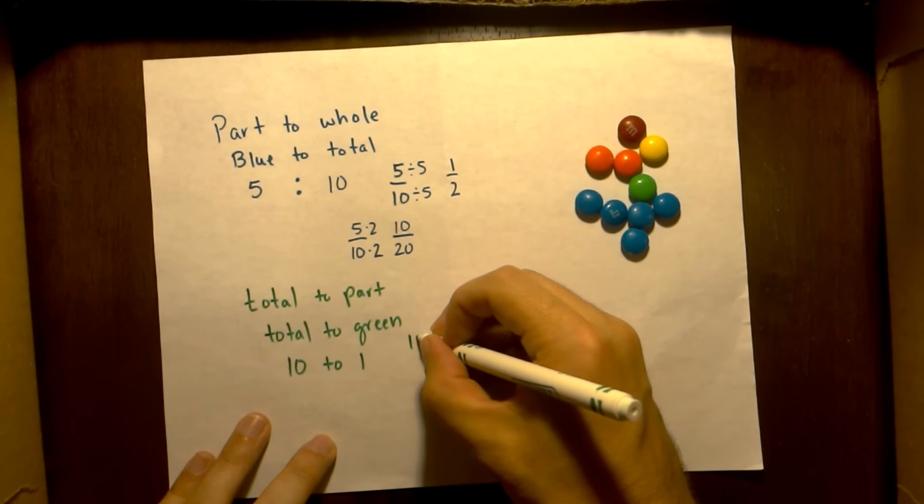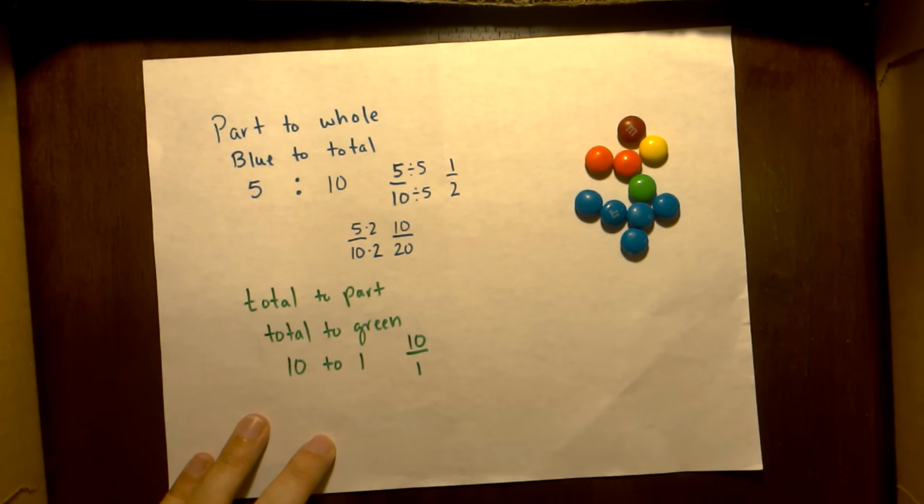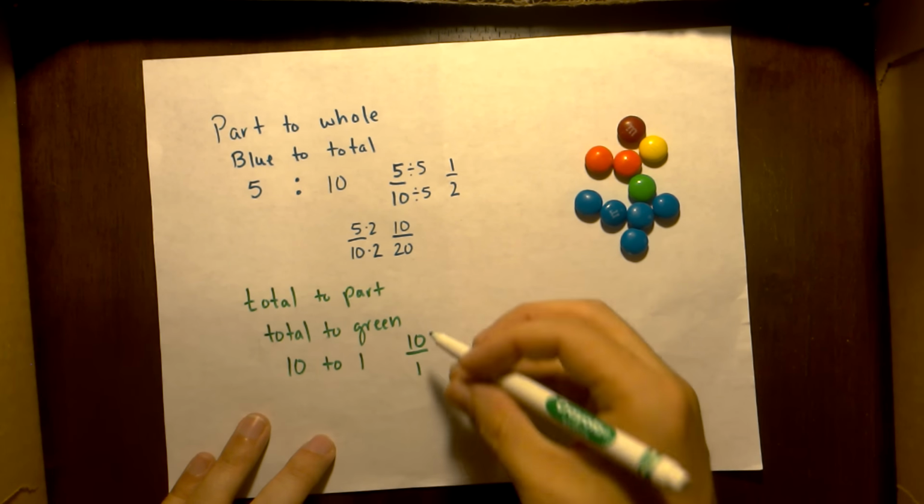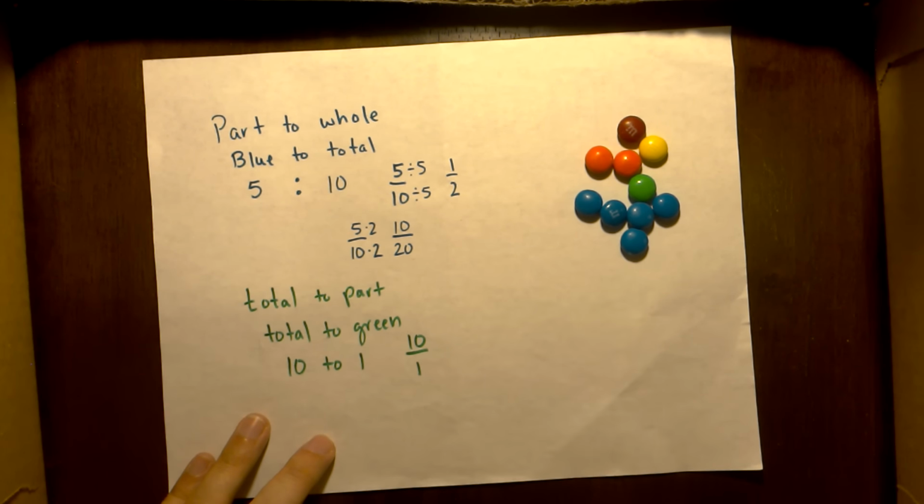This could be written as 10 to 1. We don't need to reduce this. It looks like a fraction, but we don't need to reduce this. We just leave it as 10 to 1 because it's a ratio. It's a comparison of two numbers. We need to make sure that people know that those are the two numbers we are working with.